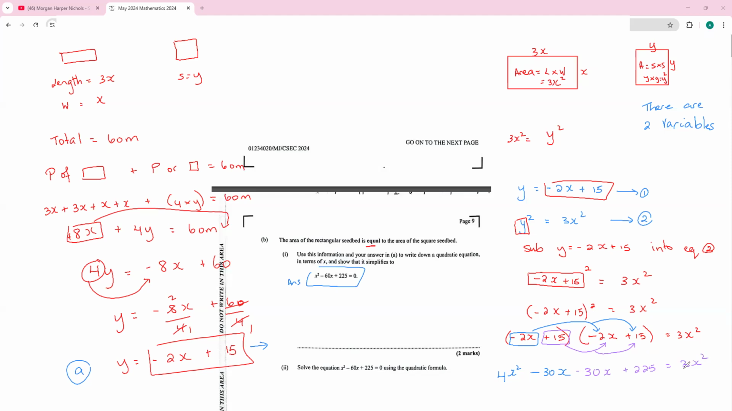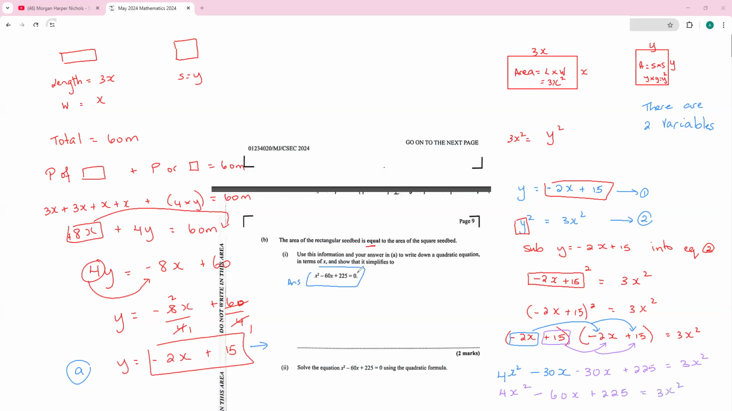Algebra likes organization. So you see how you have x's here. It loves us to simplify it. So we're going to add them because we have two same signs. The rule is when you have two same signs, we add like normal and we keep the sign. So keeping the sign, we're going to add 30 plus 30, that's 60x, plus 225 is equal to 3x squared.